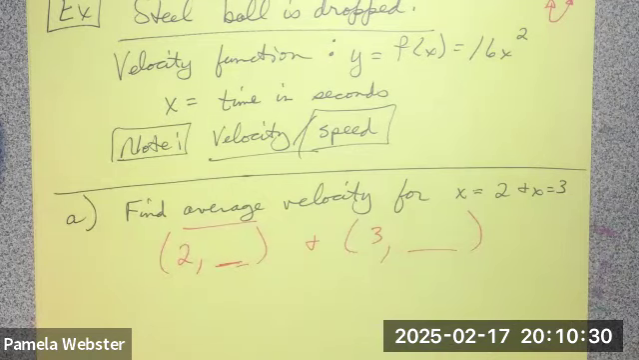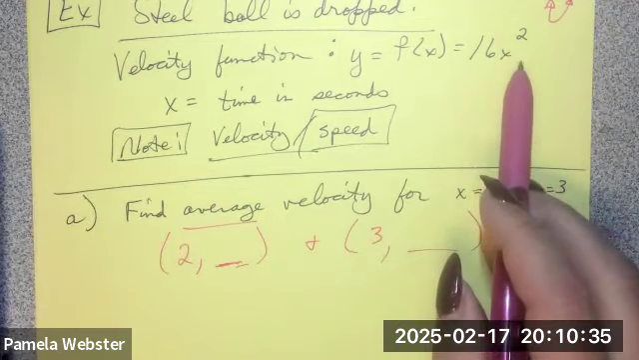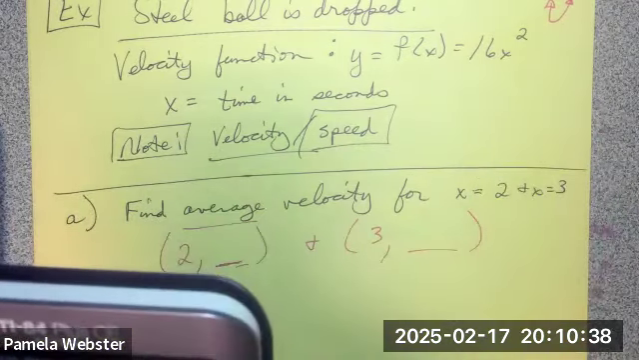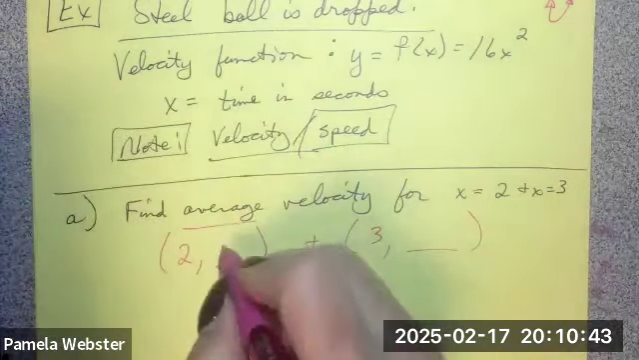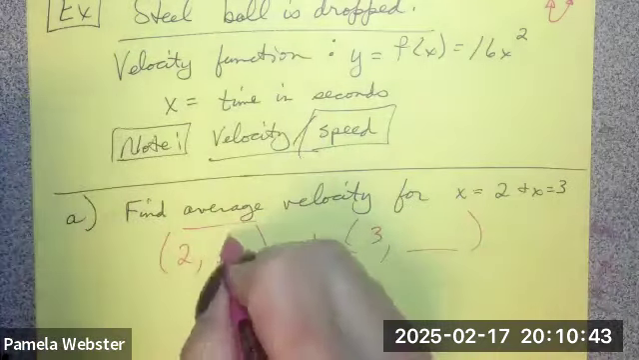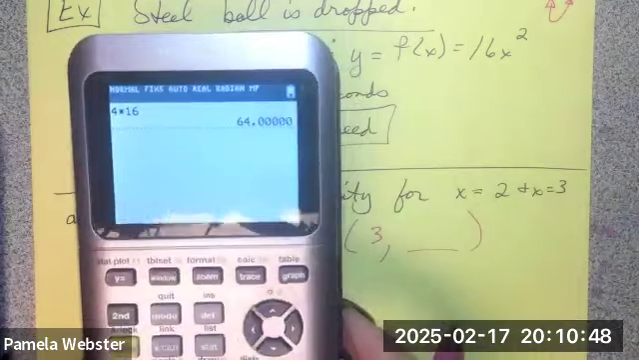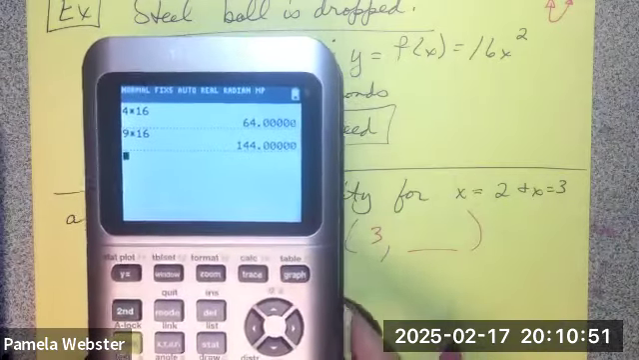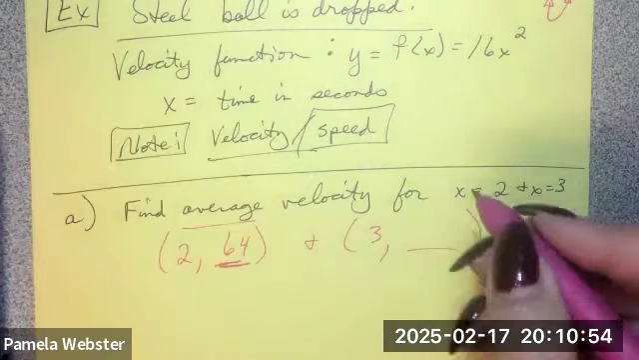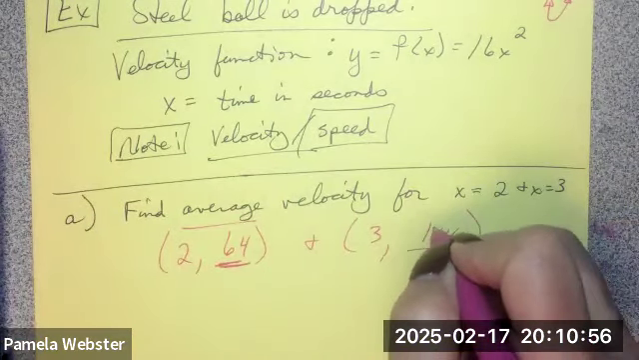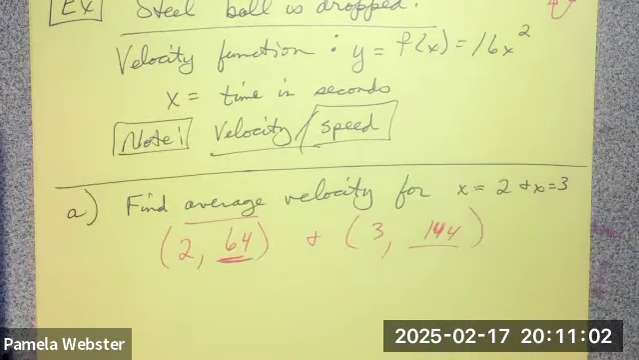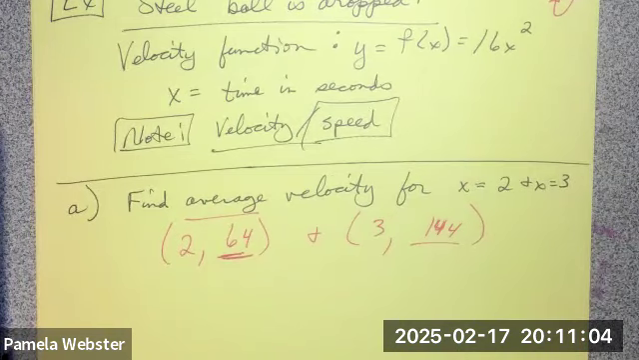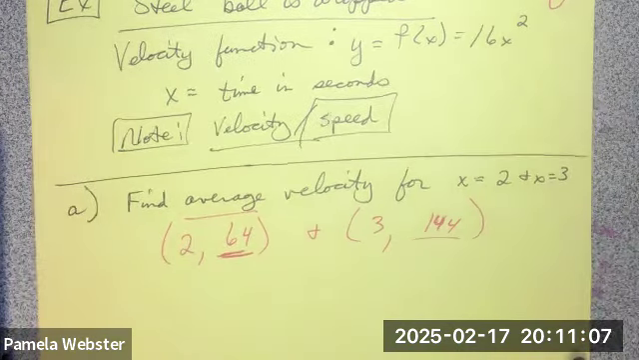Okay, so let's go with it. 2 squared is 4. 4 times 16 is 64. So this point is the point 2 comma 64. 3 squared is 9. 9 times 16 is 144. Notice that I don't know those numbers. I knew 16 times 4 was 64, but I didn't know this one. So don't feel bad if you have to get your calculator out. It's all good.